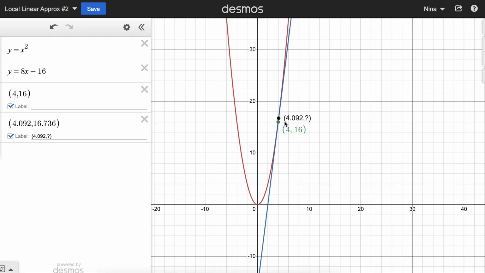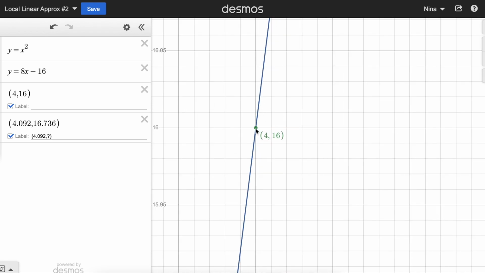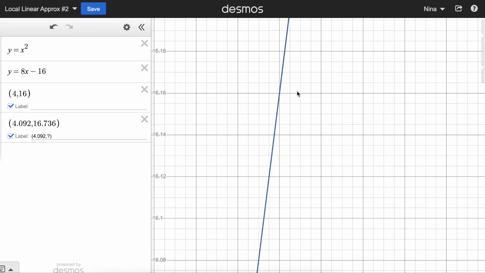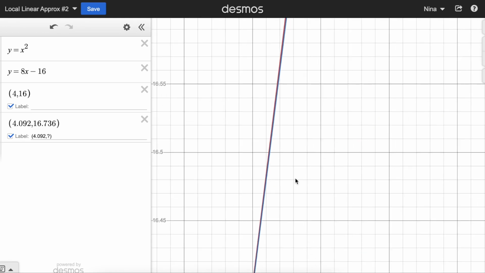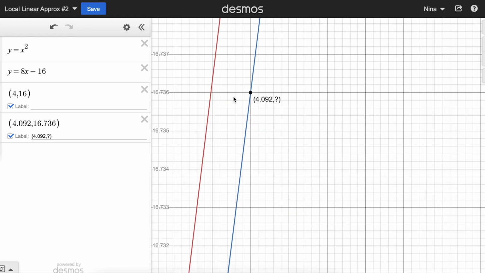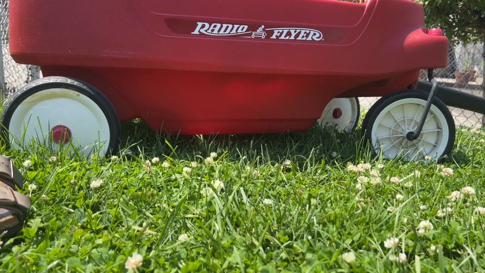Let's quickly look at this conceptually on Desmos. We have the x sub 0 value and its corresponding y value plotted, and then the tangent line at this point that you can barely see because of how it perfectly hits this curve. Then when we go to the 4.092, the desired value, we see how close the tangent line is, but it's not exactly there, which is why it makes such a good approximation.